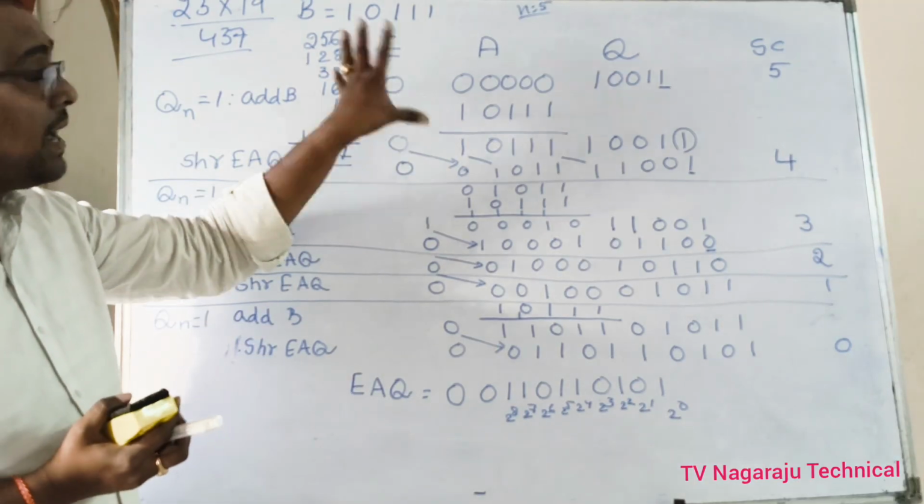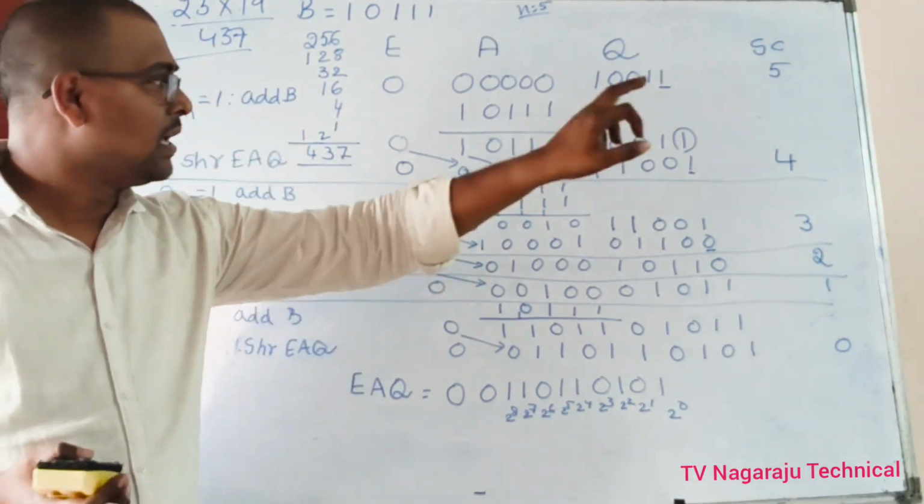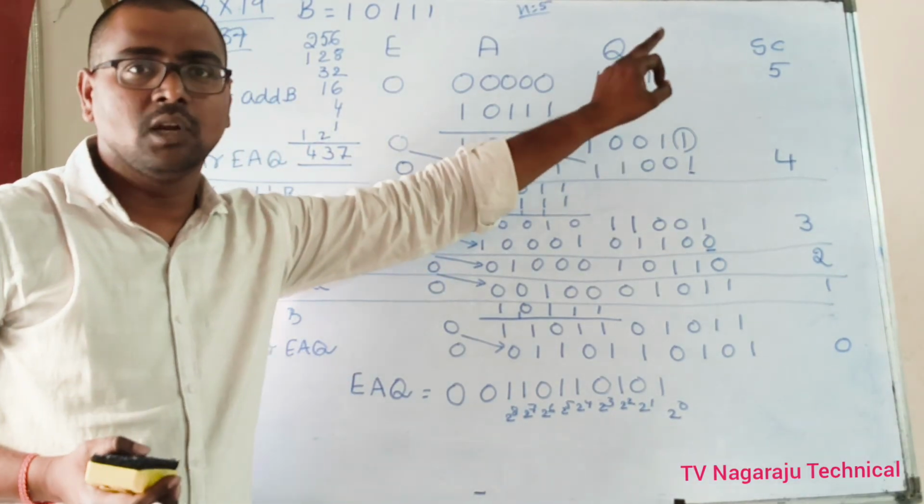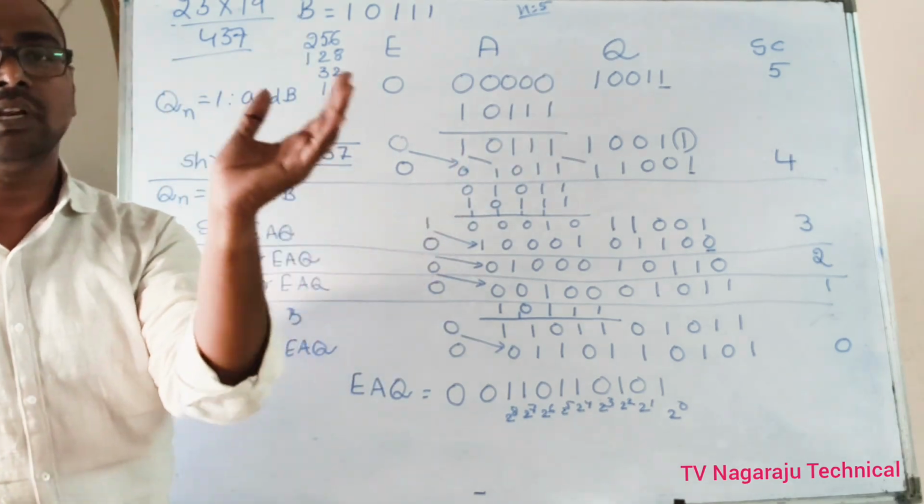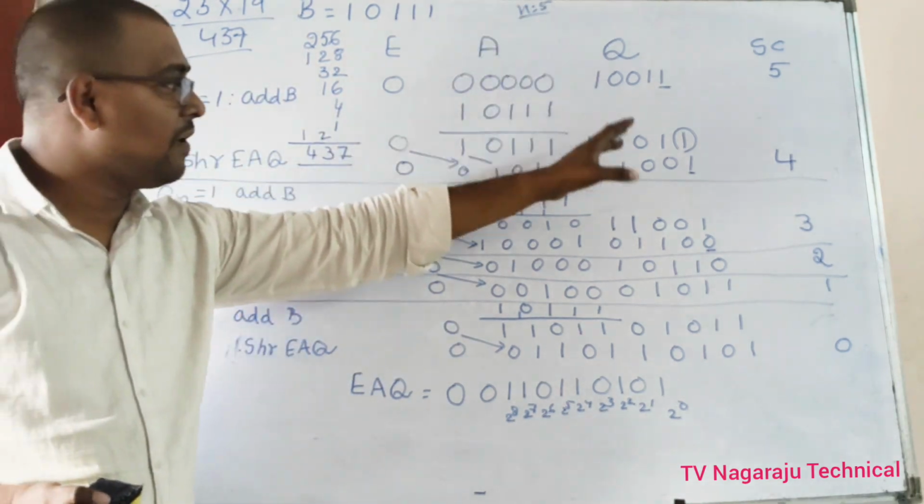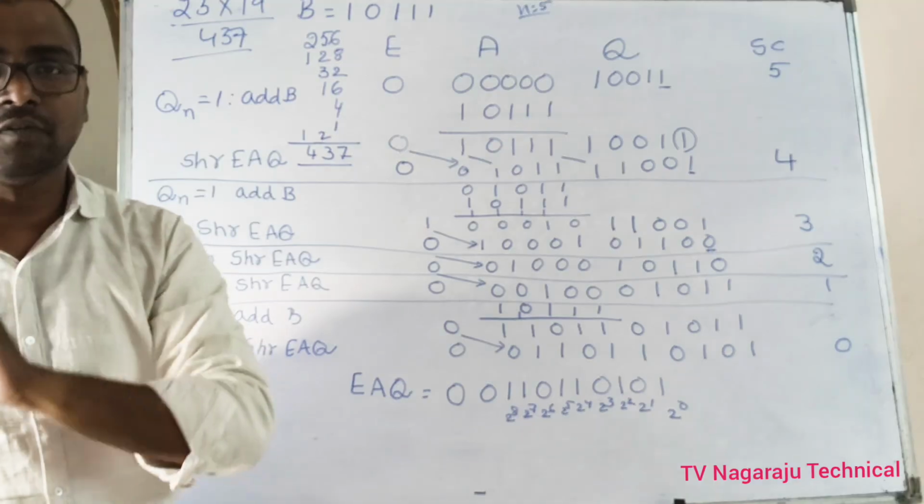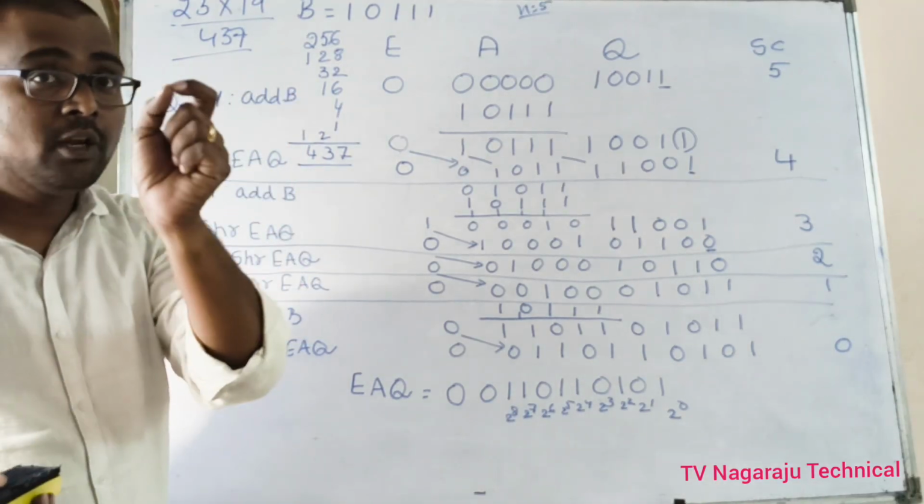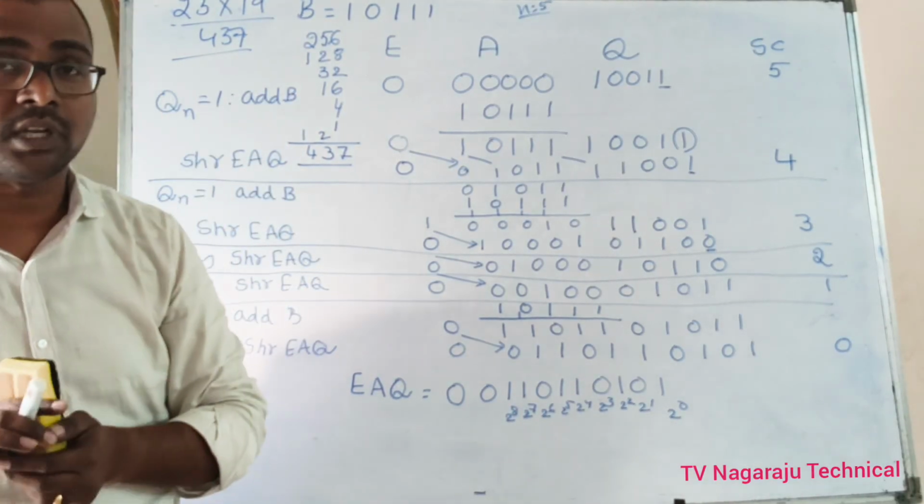This is a binary multiplier. Simple thing: if the value of the last bit is equal to 1, we do the addition and do the shift right operation. If the value is equal to 0, simply do the shift right operation. Why are we using shift right? That is one important question.